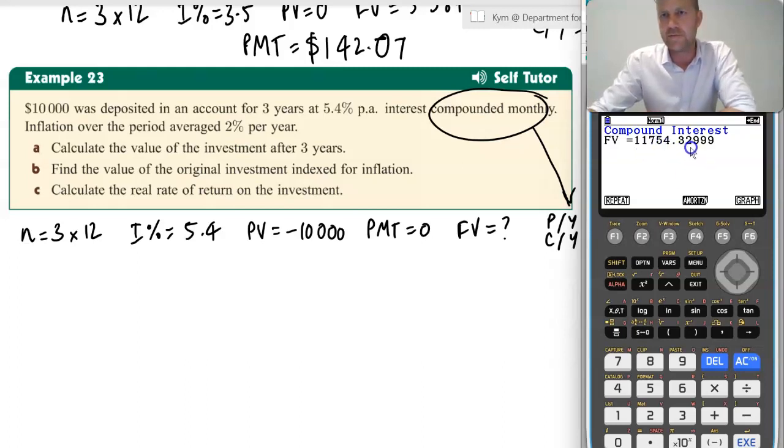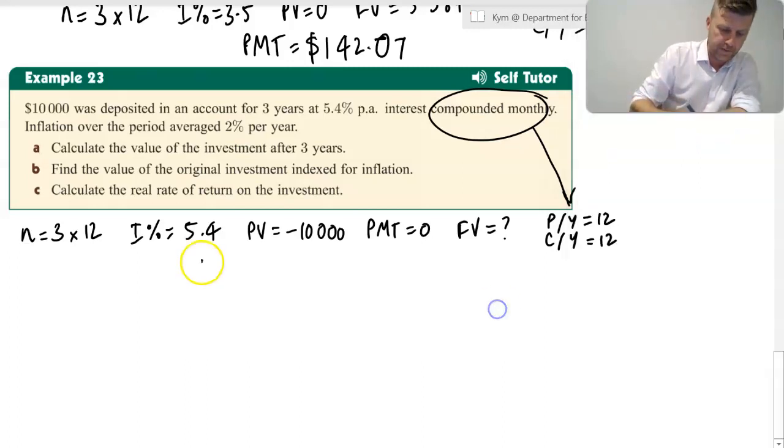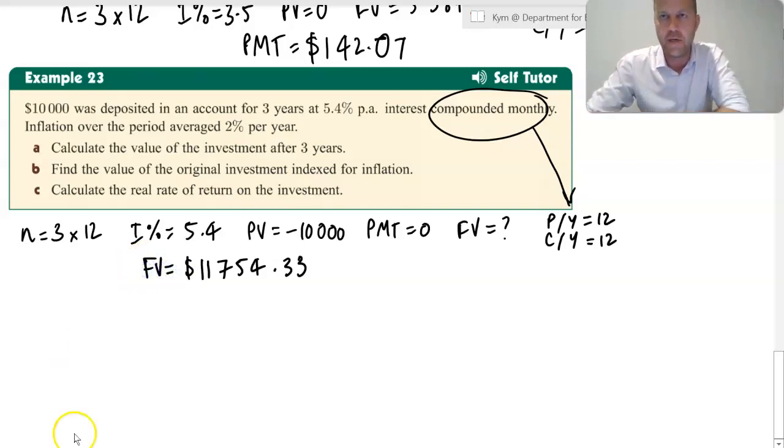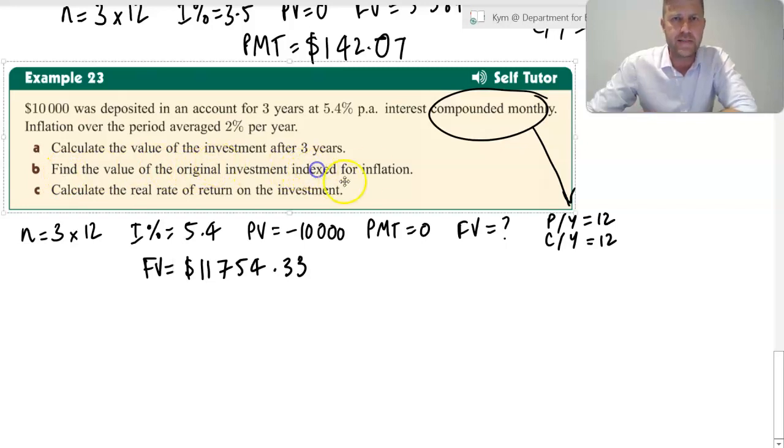It will be $11,754.33. That will be the future value in 3 years' time. Okay, it says find the value of the original investment indexed for inflation.